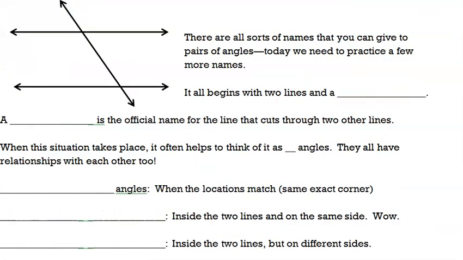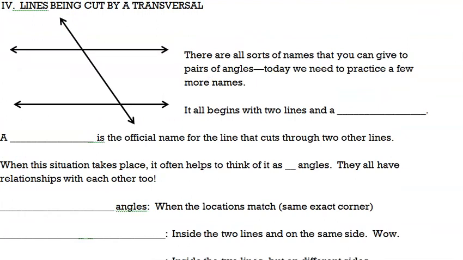All right, now let's get to one of the most important things that we're going to talk about over the course of the next few weeks, lines being cut by a transversal. So that's what we're going to do here. We're going to talk about a transversal. And I'll be completely honest, when I put this next line in here, it was mostly just so that you would have to write the word twice. A transversal is the official name for the line that cuts through two other lines.